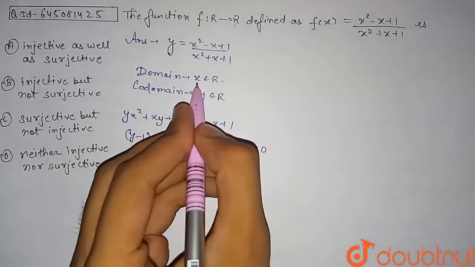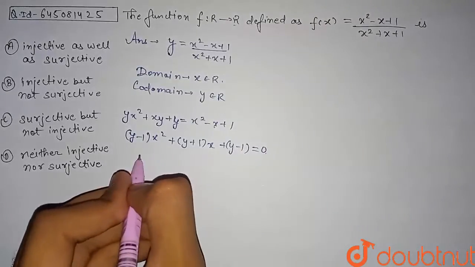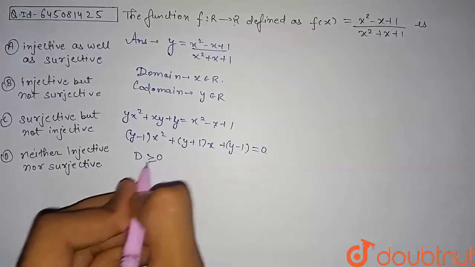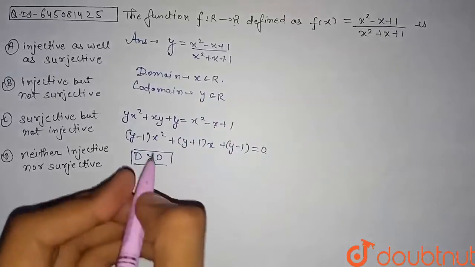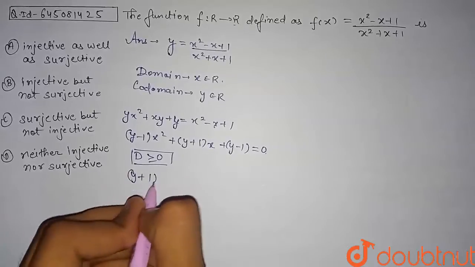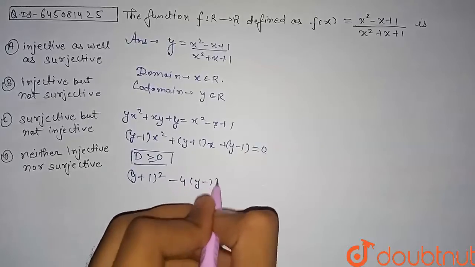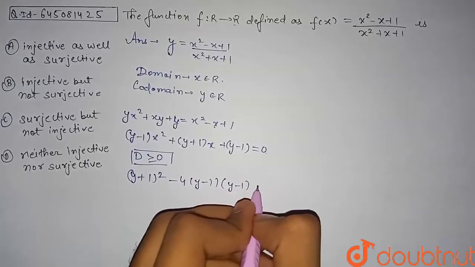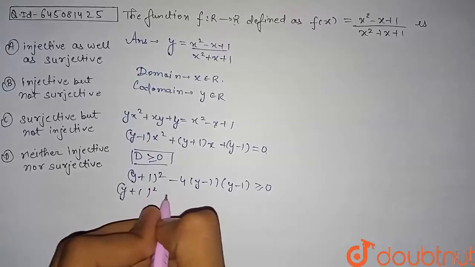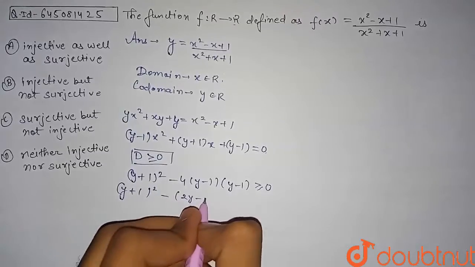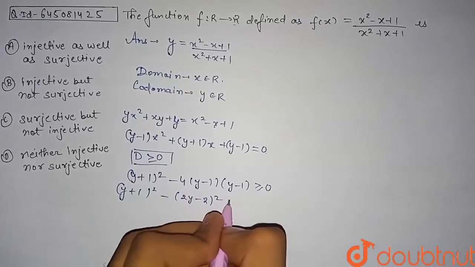Since x belongs to R, we can say that the discriminant of this quadratic equation must be greater than or equal to 0. D must be equal to 0 also, because for real values D is greater than or equal to 0. So from here (y + 1)², that is b² - 4ac, so this will be 4(y - 1)(y - 1), and that will be greater than or equal to 0. So from here this will be (y + 1)², and this can be written as (2y - 2)². What we have done, multiplying this 2 and taking it as the whole square, so that will be greater than or equal to 0.